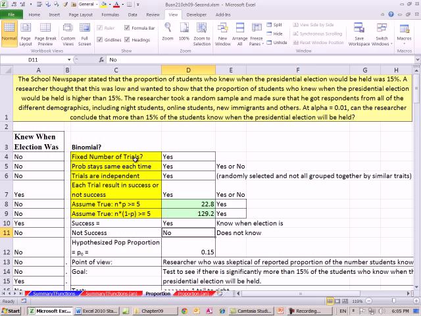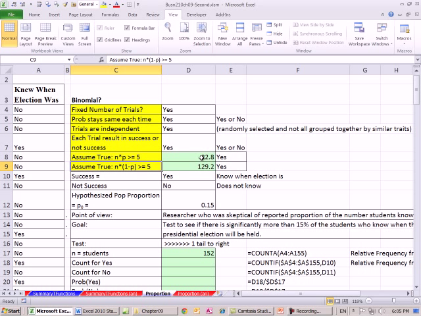All right, and so we have these four tests, but then there's 5, 6. You have to make sure that n times p is greater than or equal to 5 and n times 1 minus p is too. So I went ahead and already calculated these, and in both cases, they were greater than 5. Here's our hypothesized population proportion, 0.15.